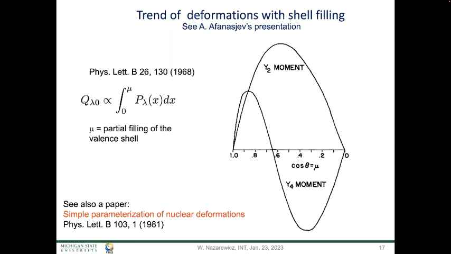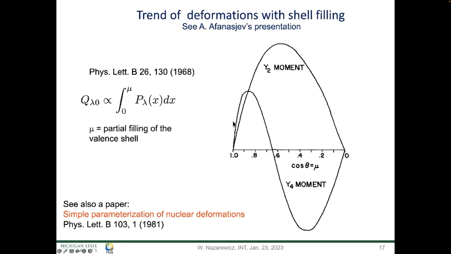So you have a magic nucleus and you add particles on top of this magic nucleus. So you are slowly filling the valence shell. And in the model which was proposed by George, where mu is the partial filling of the valence shell, in the middle of the shell this would be 1/2, right? So we see that the quadrupole moment has a maximum. Nuclei in the middle of the shell usually have the largest deformation.